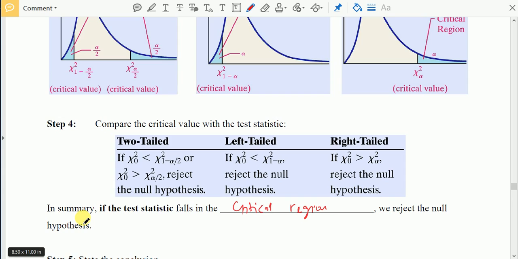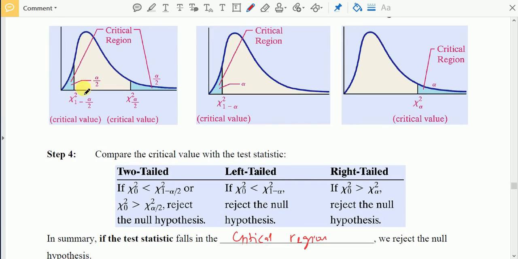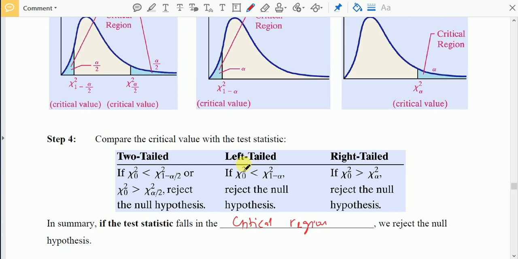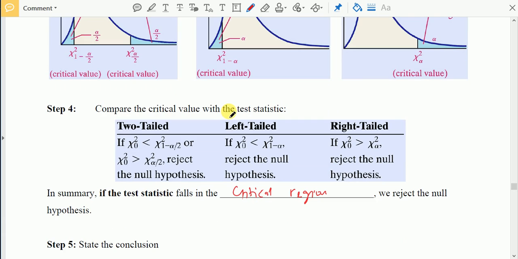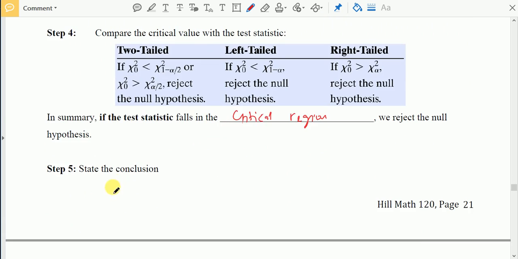In the last section, we computed the p-value, and if the p-value is less than the alpha, then we reject. Now we compute the test statistic, the chi-square, then we compare it to the critical value. If it falls in the critical region, then we reject the hypothesis, and after that we state the conclusion.